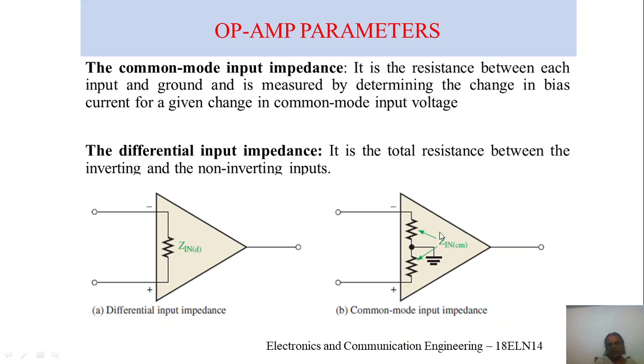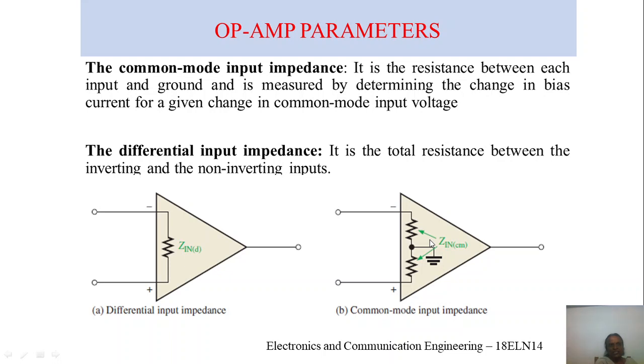Zin is the symbol to calculate the input impedance. The common mode input impedance is the resistance between each input, a resistor which is connected between each input and the ground. Here also, between each input and the ground, and it is measured by determining the change in bias current for a given change in common mode input voltage, which has been shown clearly in the figure.